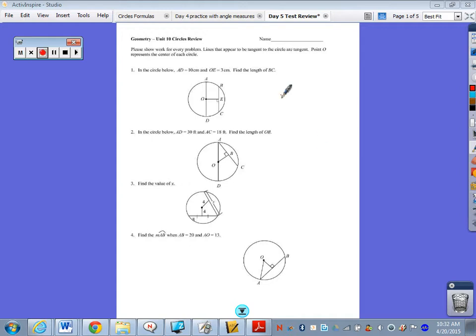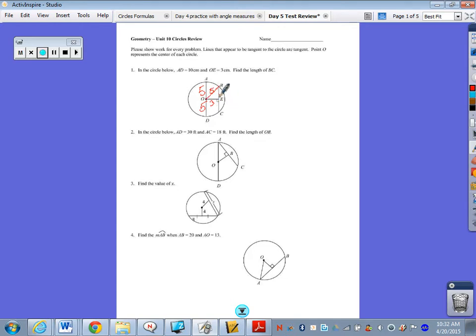So for the first problem, it says in the circle below, AD, so that's our diameter, is 10, and so if our diameter is 10, each of these pieces, which are the radii, are 5, and OE, so that's this little piece, is 3, and it says find the length of BC. So anytime you have these problems and you have segment lengths, you want to make a right triangle. So here's my 90-degree angle, and I'm going to redraw my radius between O and R, and call that 5 because that's the length of the radius.